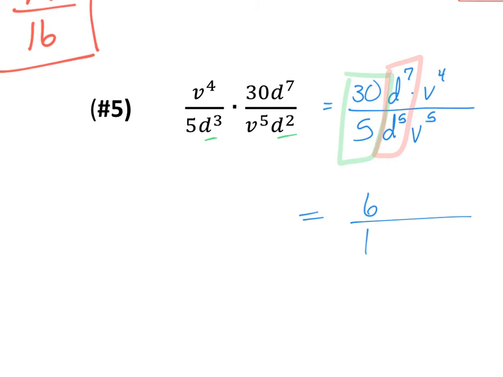D to the fifth on the bottom and D to the seventh on top. Where are there more D's? To the seventh or to the fifth? To the seventh is bigger. And how much bigger? 7 is 2 bigger. So it'd be D to the second power on the top.